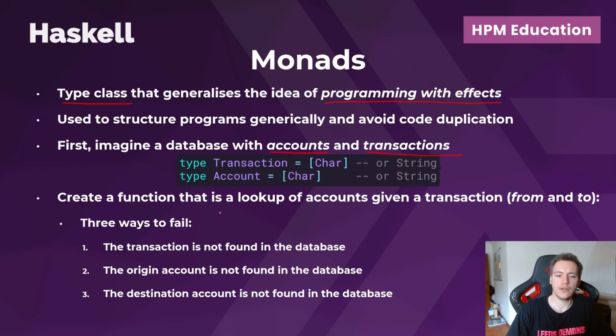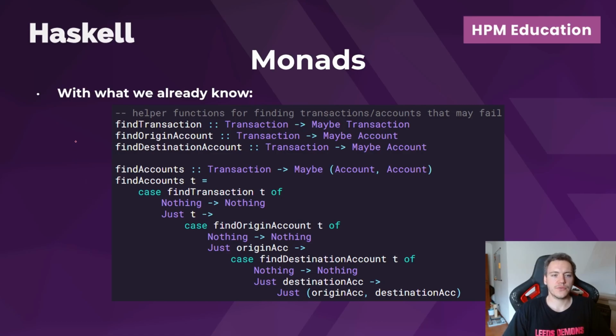In that case, we have three main ways that our function can fail. The given transaction is not found in the database, the origin account is not found in the database, or the destination account is not found in the database. So if we were to write this function with what we already learned, this is not a full implementation because I just put the three functions here, find transaction, find origin account, and find destination account as a sort of placeholder for these functions.